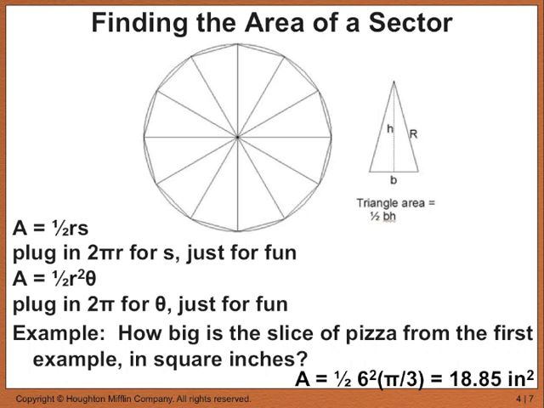And sure enough, the area of that sector, or that slice of pizza, is 1/2 r squared theta. I put 6 in for r because the diameter was 12, and so the radius is 6. 1/2 times 6 squared times theta, pi over 3, which is the same as 60 degrees, but in radians. And 1/2 times 6 squared times pi over 3 equals 18.85 square inches.